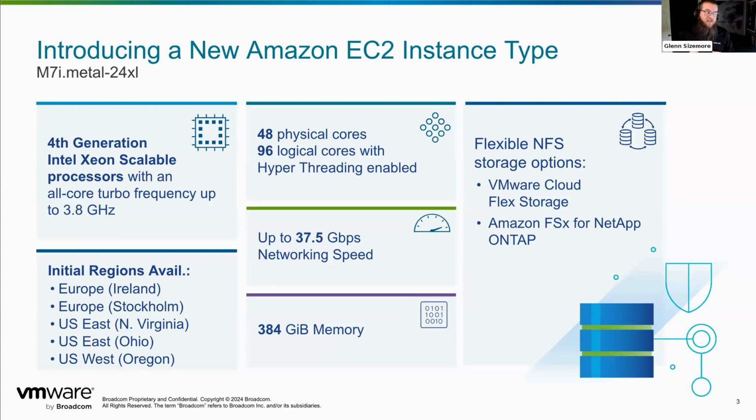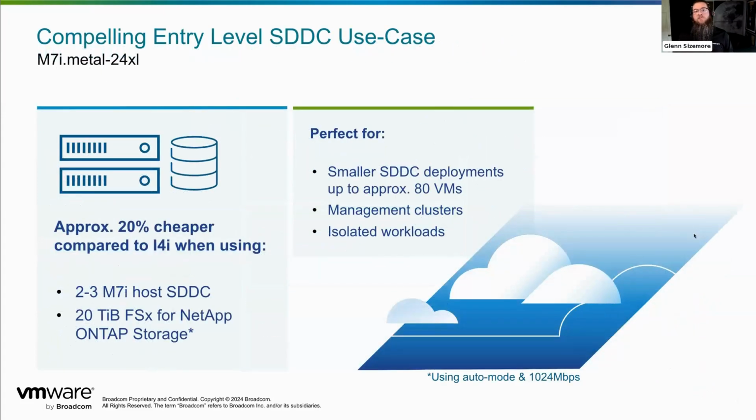So, practically speaking, where we mainly see M7i being used in customer deployments is in smaller deployment use cases. Smaller clusters. This is more of an entry-level host. It's an incremental step before you get to the i4i host type or the 1 terabyte, the larger offerings. But when we take a look at environments with around 80 virtual machines and we do comparative sizings for a total cost of ownership, we see that M7i with FSx is about 20% cheaper for those workloads that fit within it. So it's a very powerful offering for us.